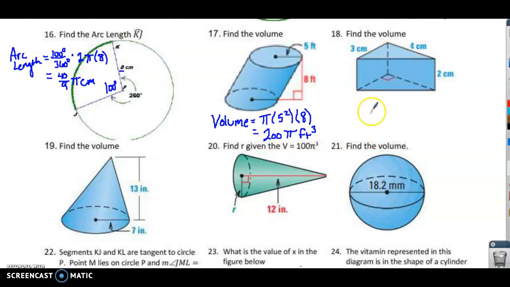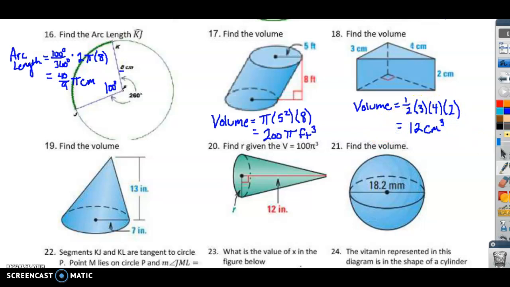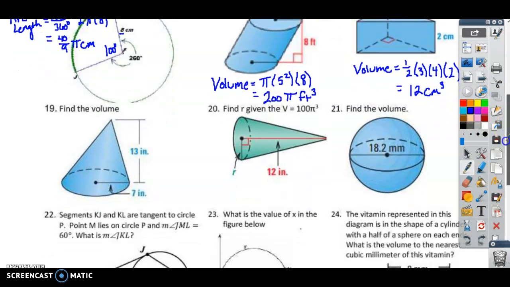Find the volume of this triangular prism. Well, it's going to be area of the base times the height. So what's the area of the base here? Well, the area of the base is 1/2 base of the triangle times the height of the triangle. So 1/2 base of the triangle times the height of the triangle times the height of the prism. The height of the prism, or the width here of this prism, is 2. Well, the 2 and the 1/2 cancel out, so we've just got 12 centimeters cubed. Let's move on to our next problems here.